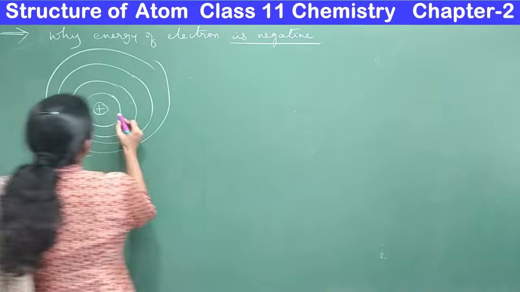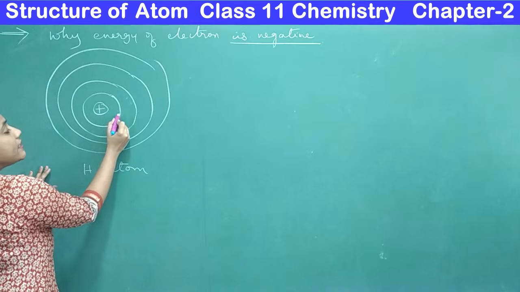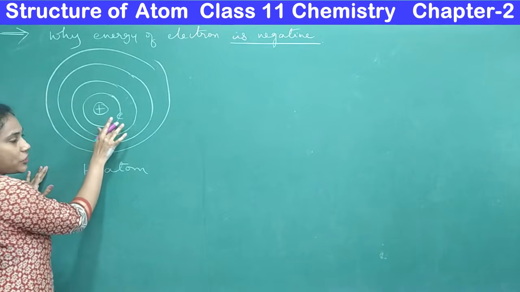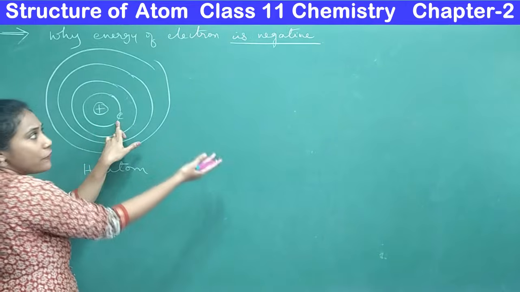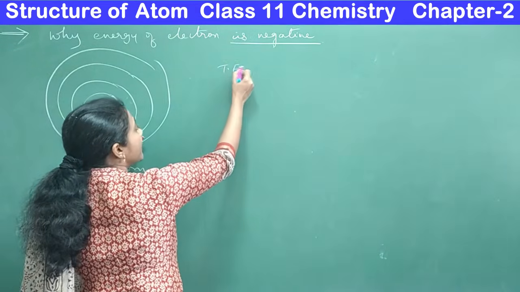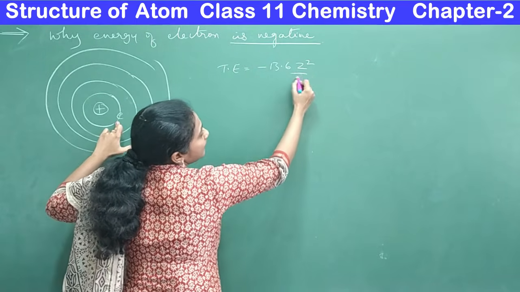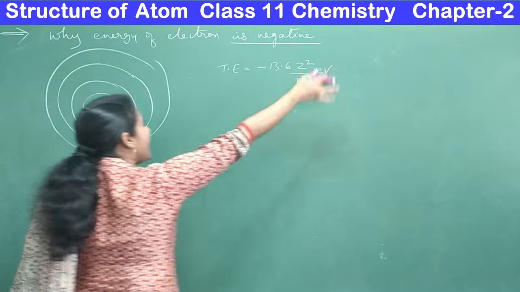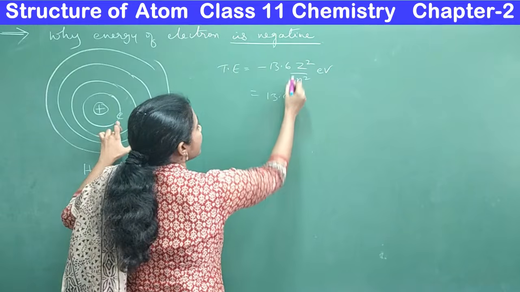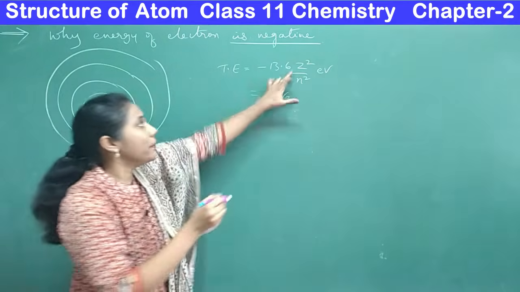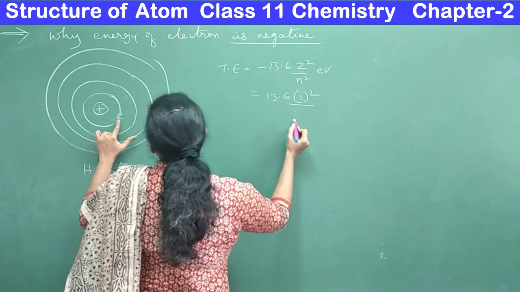Imagine this is a hydrogen atom, and the electron is present in the first shell. Can you calculate the energy of this electron with the formula? We have a formula, right? Total energy is equal to minus 13.6 Z square by N square electron volt. I'm calculating in electron volt. Here, minus 13.6 Z square, where Z is the atomic number, so for hydrogen it is 1 square.